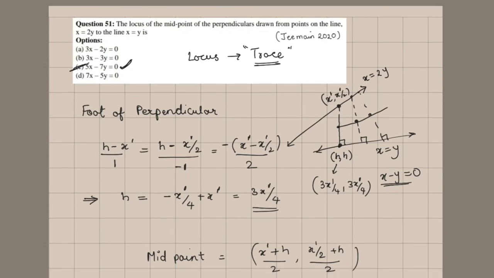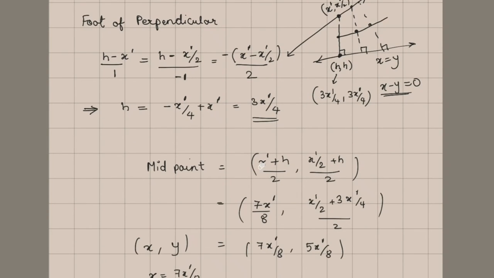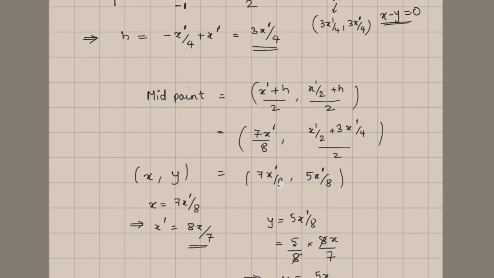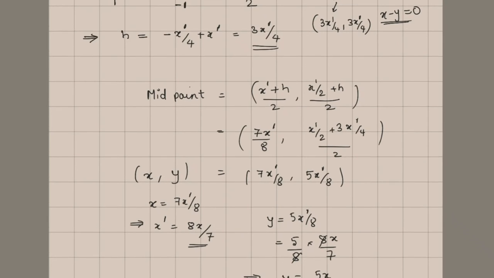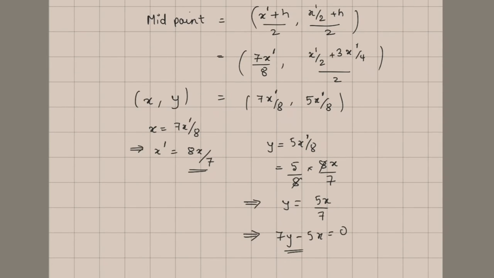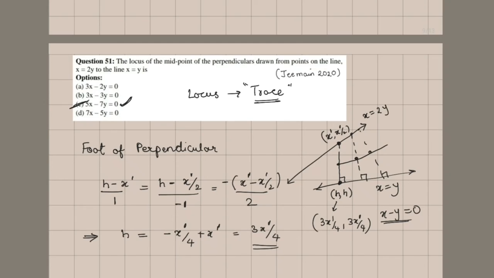Now we need to find the midpoint. Midpoint is x1 plus x2 by 2, y1 plus y2 by 2. So we got the midpoint as 7x' by 8 comma 5x' by 8. Now we need to find the locus of this midpoint. Locus is nothing but the curve which satisfies this point. So we need to eliminate this x'. Let's say this x comma y is the midpoint. I eliminated x' so that I got the curve equation in terms of x and y. We got 7y minus 5x equal to 0. So option C is the correct one.